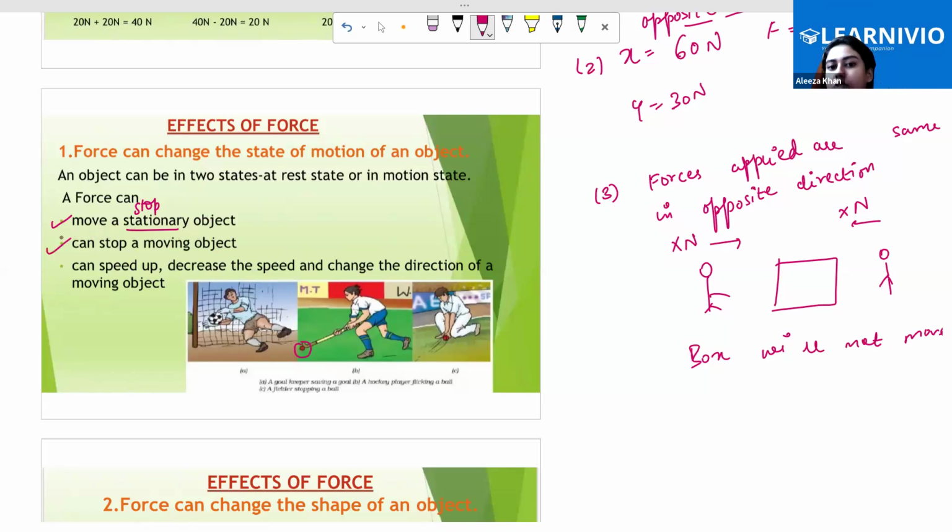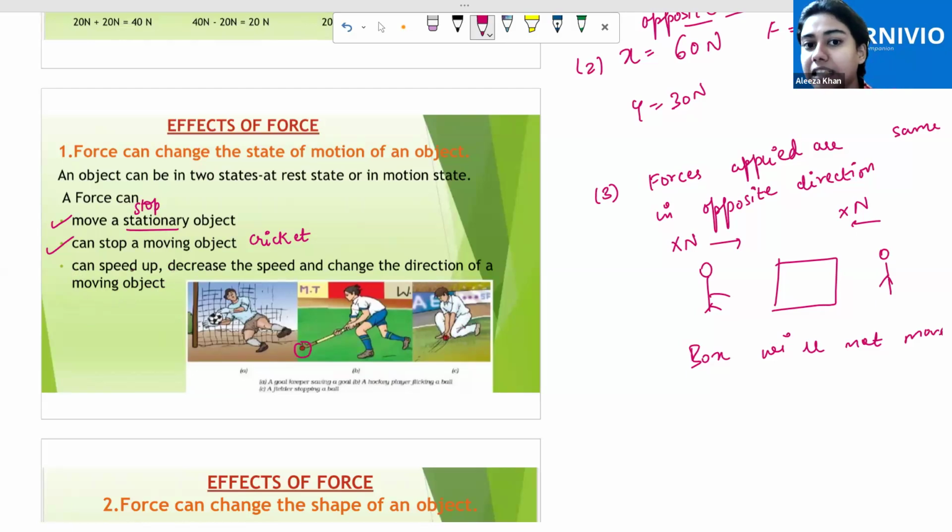Force can stop a moving object. If I give you an example of cricket, the ball is already moving. The bat has hit the ball, and the ball has moved. So now how can you stop its movement? By catching it. If you observe in this diagram, the person is catching the ball. So that was the moving object and it came still. So it has stopped that moving object. Clear to you?